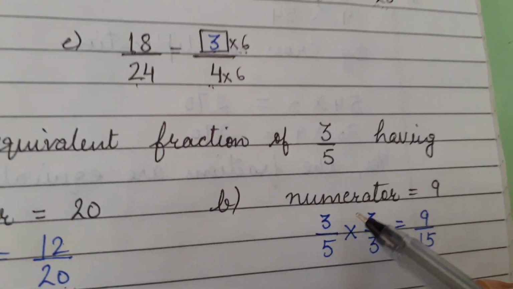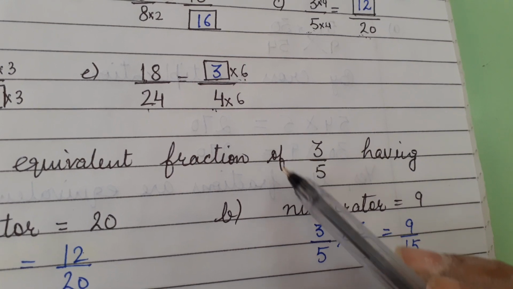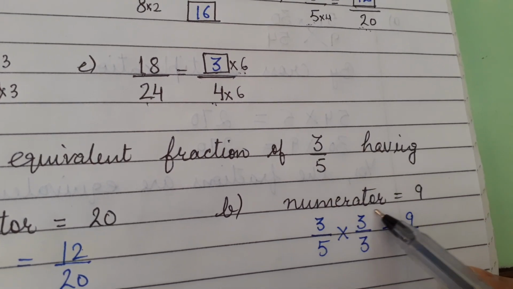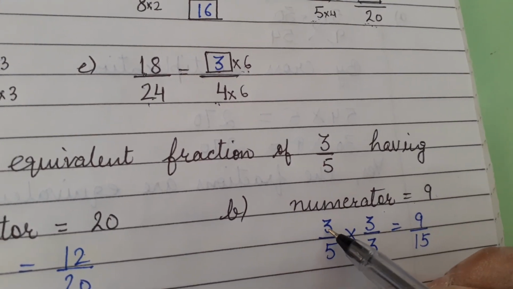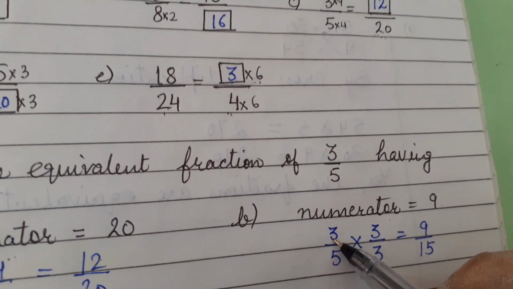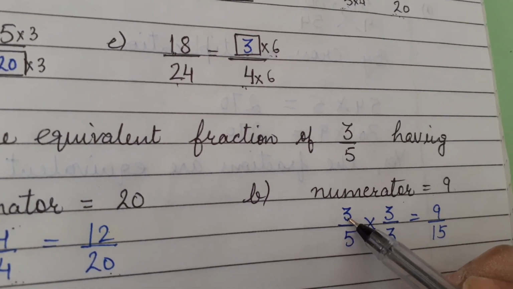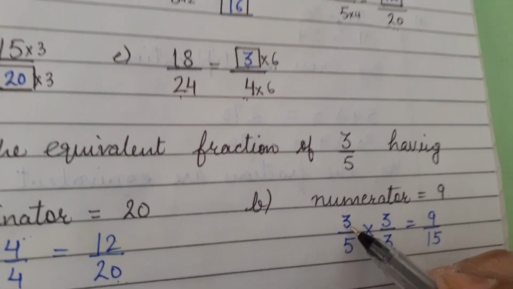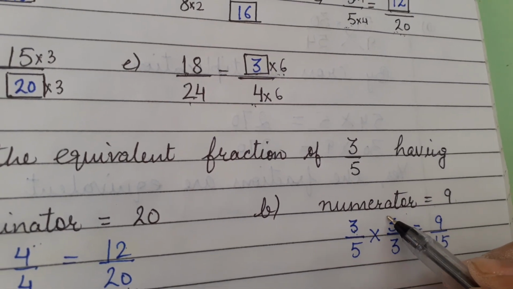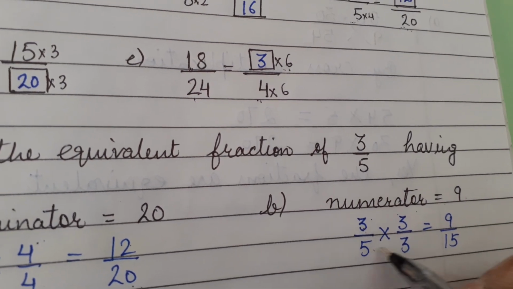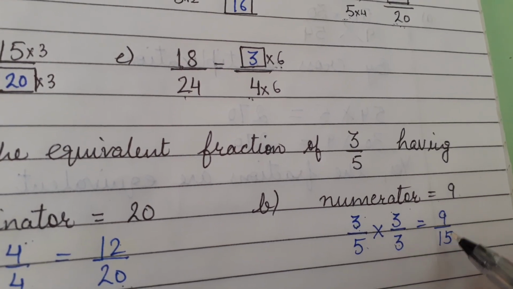B part. Now you have to find out the equivalent fraction of 3 by 4 where I want numerator equals to 9. So I have to make numerator 9. So what I will see, where 9 comes in the table of 3. 3 3s are 9. So I will multiply both numerator as well as denominator by 3. So I'll get 9 by 15.